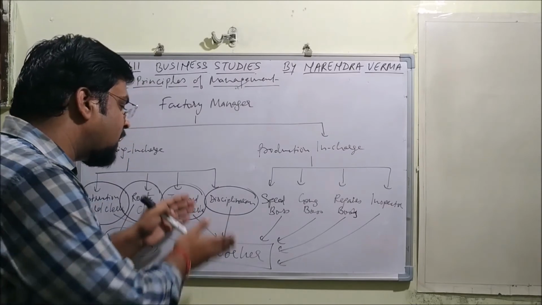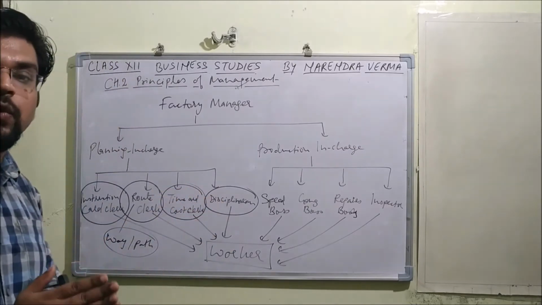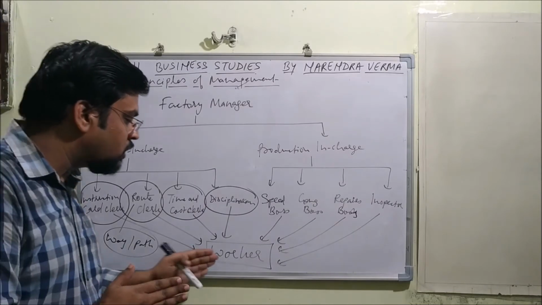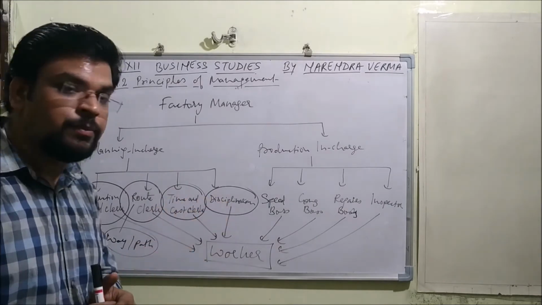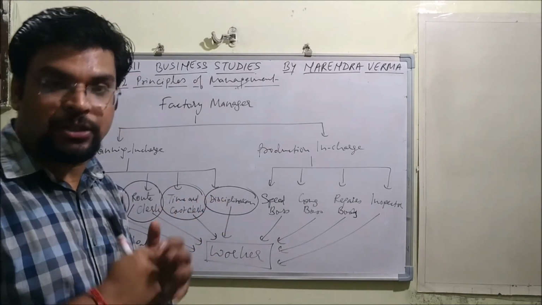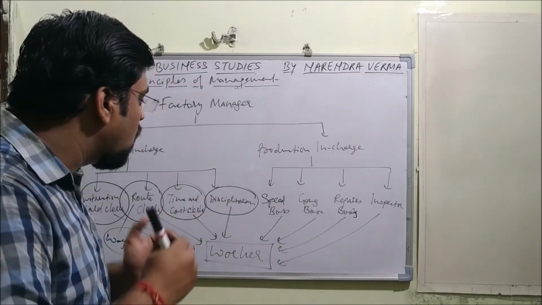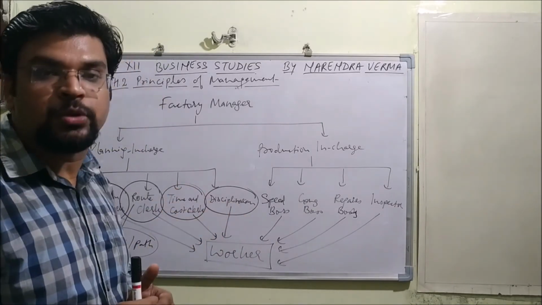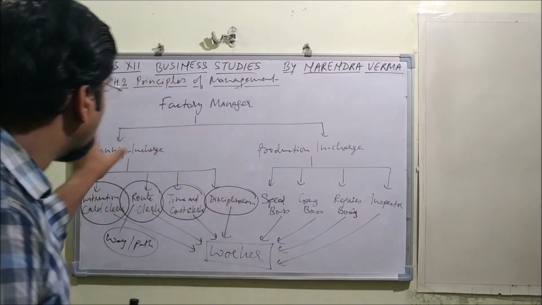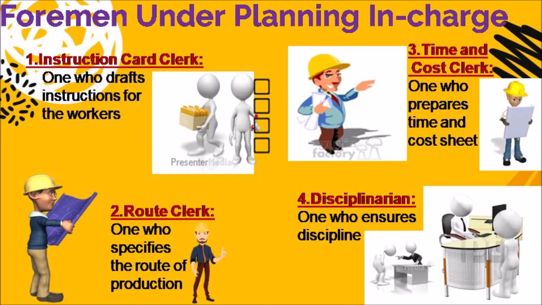He himself can make certain kind of laws, rules, regulation for the workers to follow the production process. He has the authority because he is the discipline in charge. He has to take care or ensure discipline in the production process. All right. So this is all about planning process.